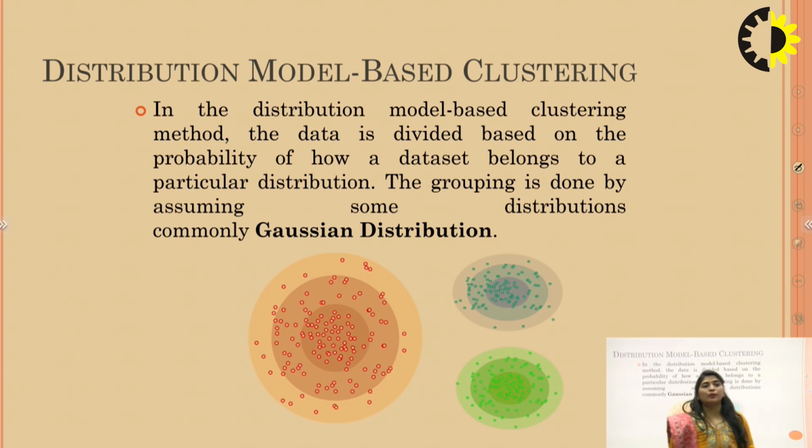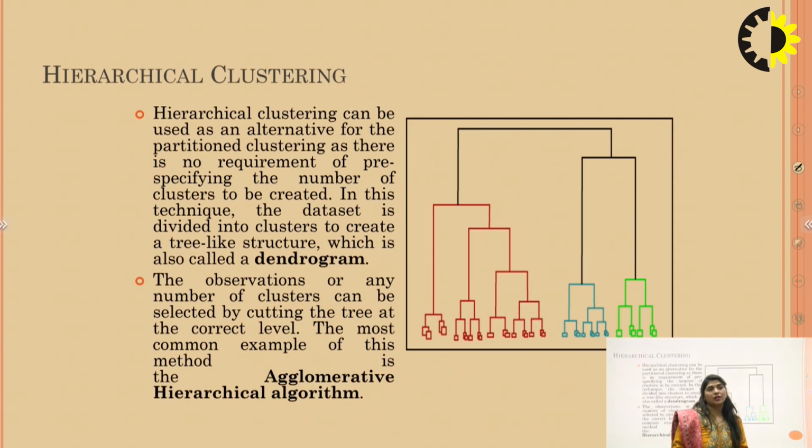Now next is the distribution model. This distribution-based clustering model is probability-based. Basically, we are working on the assumption or probability that this may be a part of that cluster. So what is distribution model-based clustering? In the distribution model-based clustering method, the data is divided based on the probability of how a dataset belongs to a particular distribution. The grouping is done by assuming some distributions, commonly Gaussian distribution.